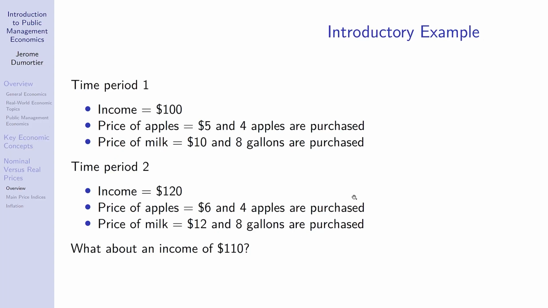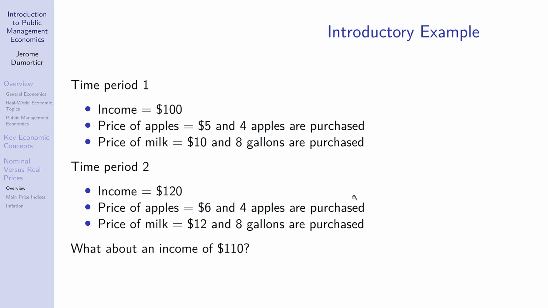The last topic considered in this introductory video are nominal and real prices. In order to get us started on the topic, consider the following example. In time period 1, your income is $100, and the price of apples is $5, and the price of milk is $10. At those prices, and given that income, you're going to purchase 4 apples and 8 gallons of milk. In time period 2, your income is $120, and the price of apples and milk is $6 and $12 respectively. Again, you're going to purchase 4 apples and 8 gallons.